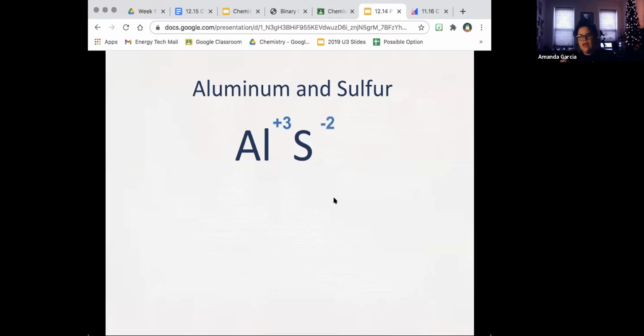And so looking at these, this is not going to work out. I have aluminum that wants to lose 3 electrons, but sulfur only has room for 2. So aluminum can give 2 electrons to that sulfur and make sulfur happy, but then aluminum's left sad with 1 extra electron that it really does not want. So we're going to crisscross, okay? Crisscross is going to be the shortcut, and I'll prove to you why it works again here in a moment.